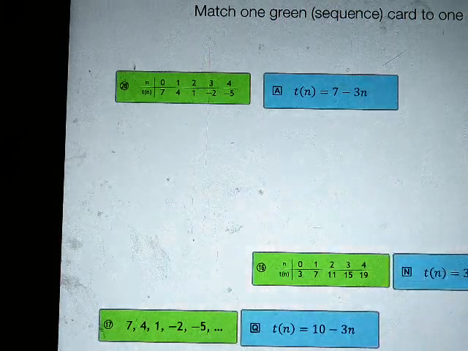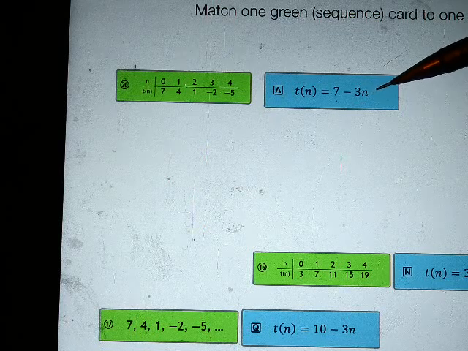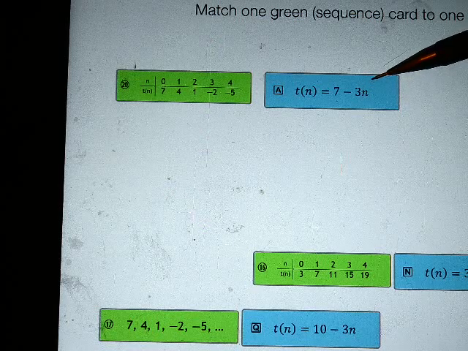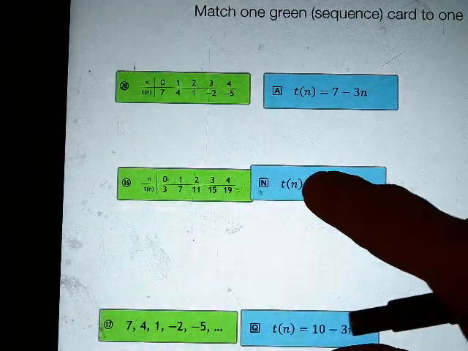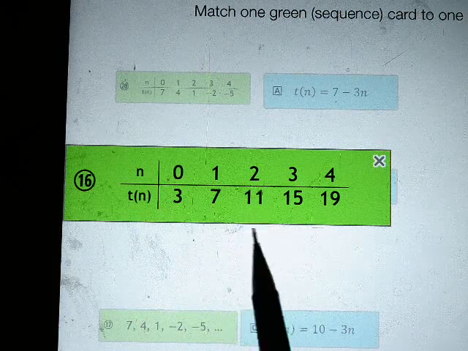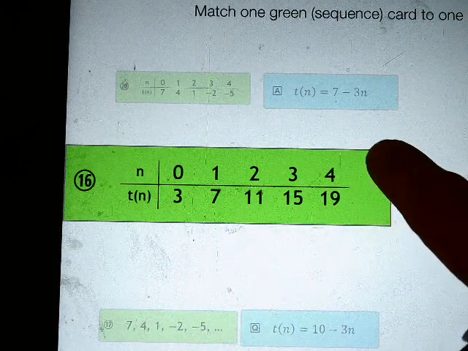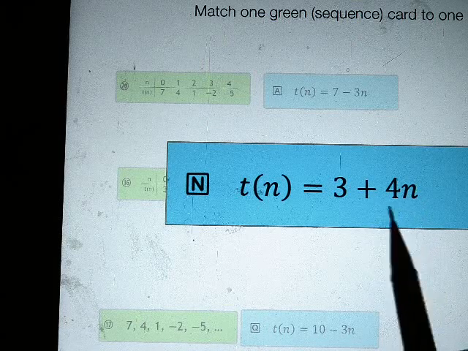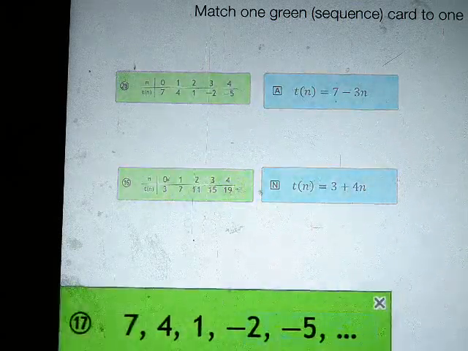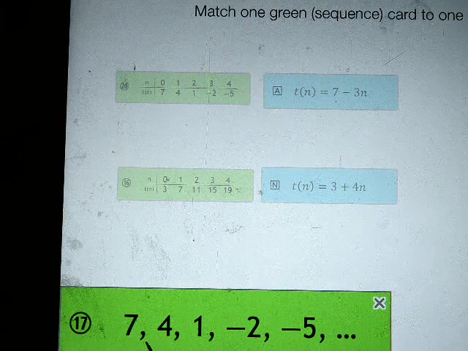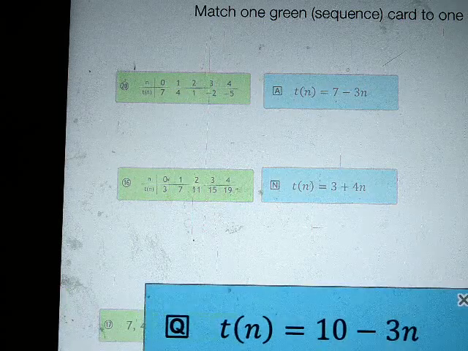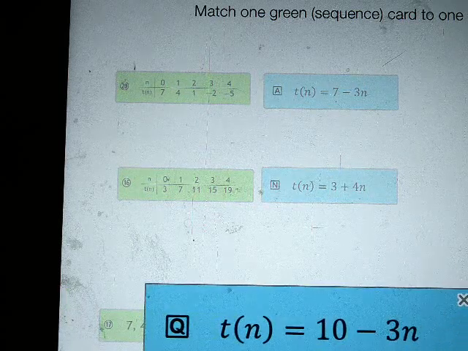And every time you look at where the n is in these sequences, you're actually going to see the adder attached to that n. So in this other example, we can tell that the adder is 4. 3 plus 4, 7 plus 4, 11 plus 4, 15 plus 4. And sure enough, in its equation, there's a plus 4n. The plus 4 is attached to the n. This one has the same thing. 7 minus 3, 4 minus 3, 1 minus 3, -2 minus 3. And its equation also has a -3n.